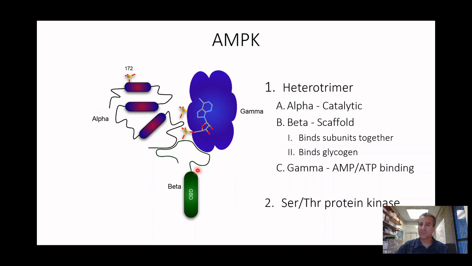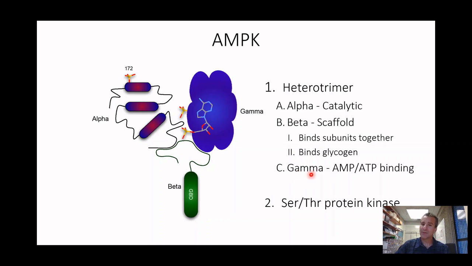The beta subunit is a scaffolding protein, and it holds together the gamma and the alpha, and it's going to localize it within the cell. What beta does is it binds the subunits together, and it also binds to glycogen because it has a glycogen binding domain. So that should tell you if you have less glycogen, you can get greater activation of AMP kinase. So one way to activate AMP kinase is to deplete glycogen, because when the beta subunit glycogen binding domain is not in contact with glycogen, you have higher activity of AMP kinase.